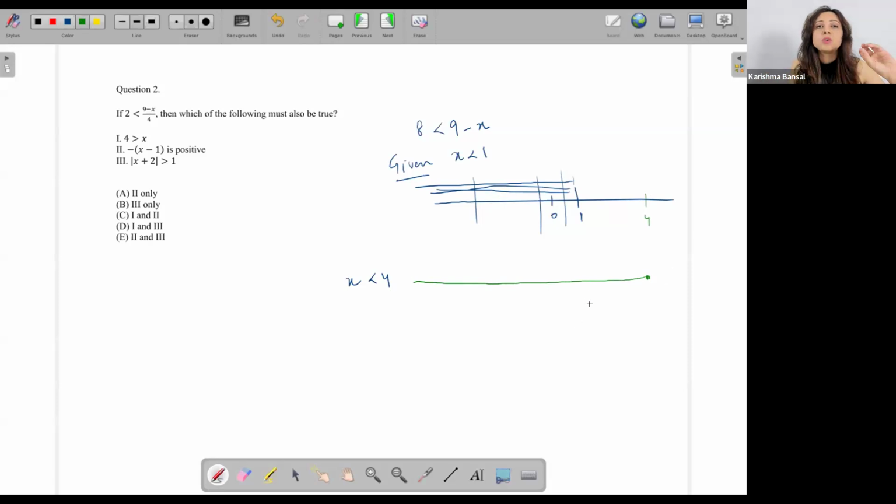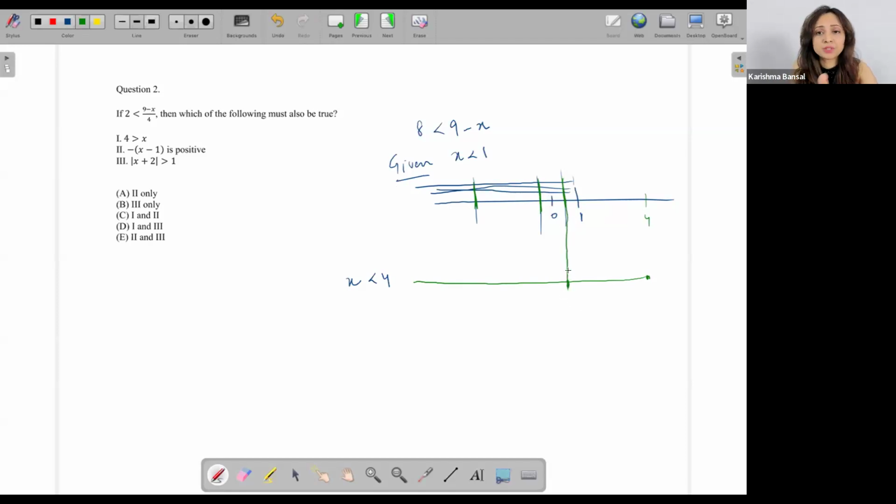No. What are the values that x can take? x can take the values that are given to us. We are given that x is less than 1. So I know that x is going to take either this value or this value or this value. Now think about it: do all these values satisfy x less than 4? In each one of these cases, is x less than 4? Yes, it satisfies, right?